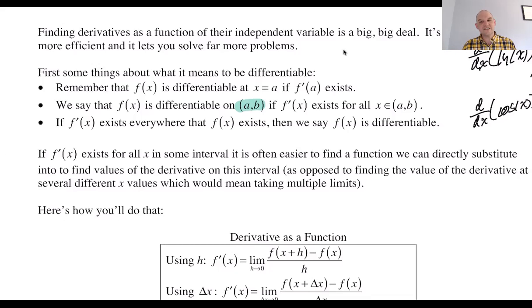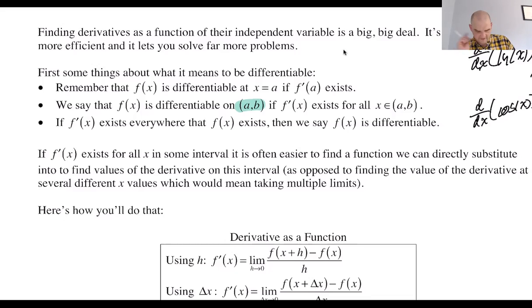We actually haven't really seen examples yet where the derivative fails to exist. We're going to get to that soon. But just know, if I tell you, or anyone tells you, that a function is differentiable, that means that everywhere on the domain of the function, f prime of x exists.